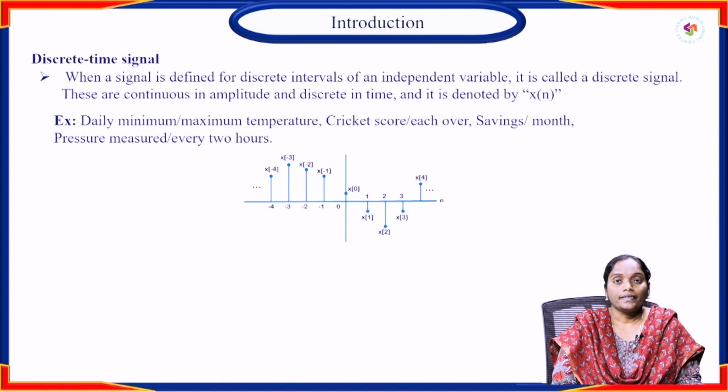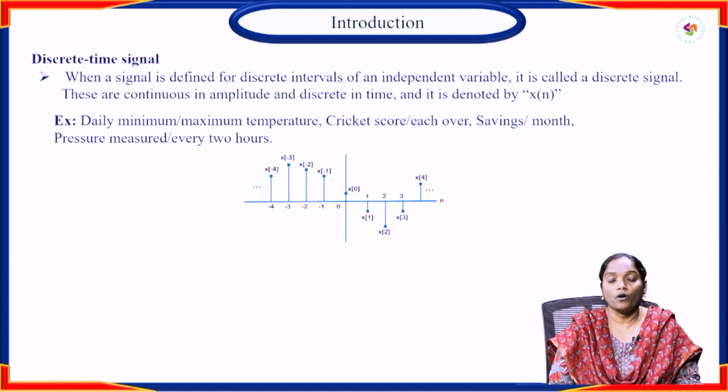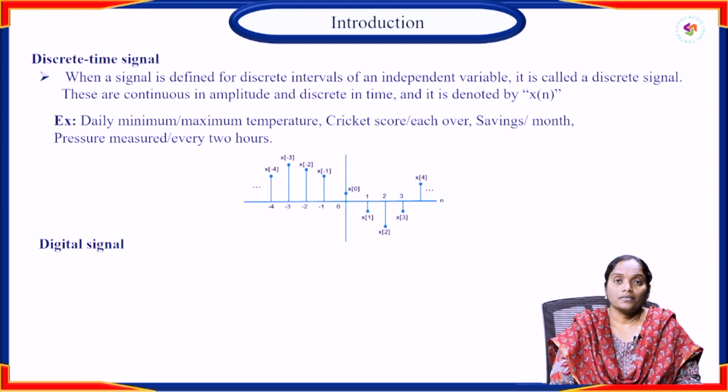This figure indicates the discrete time signal representation. Earlier we have seen a continuous signal, which is a continuous sinusoidal waveform. So this is the example for the discrete time signal. The discrete time signal is obtained by sampling the continuous signal with a particular sampling rate.